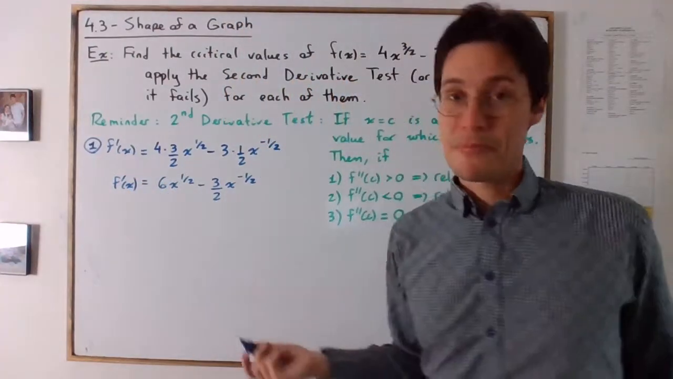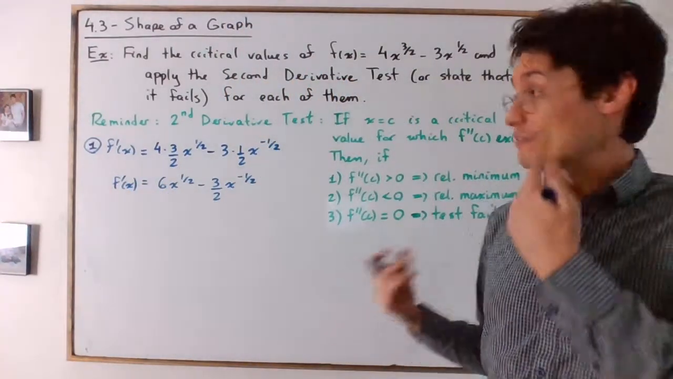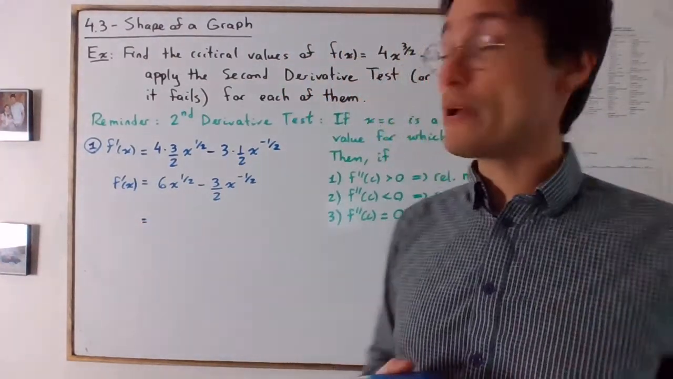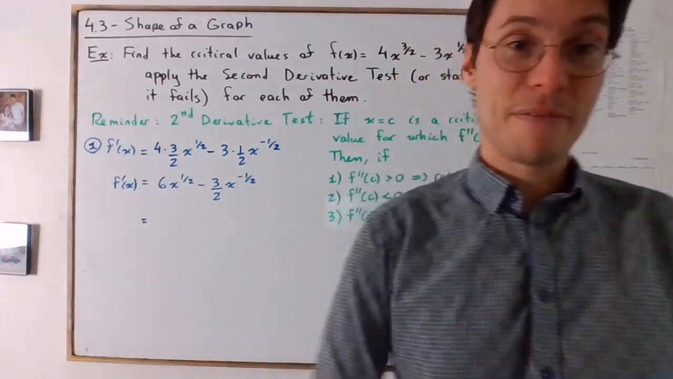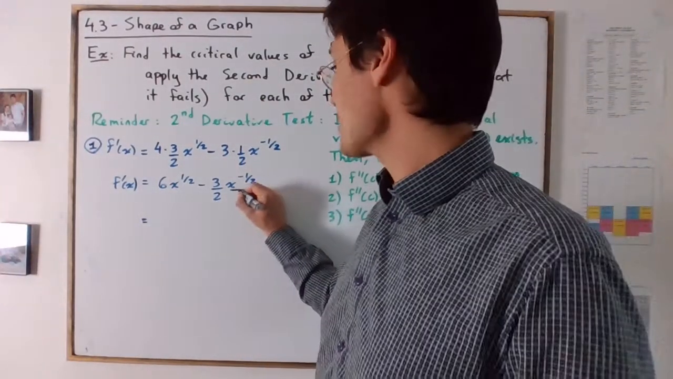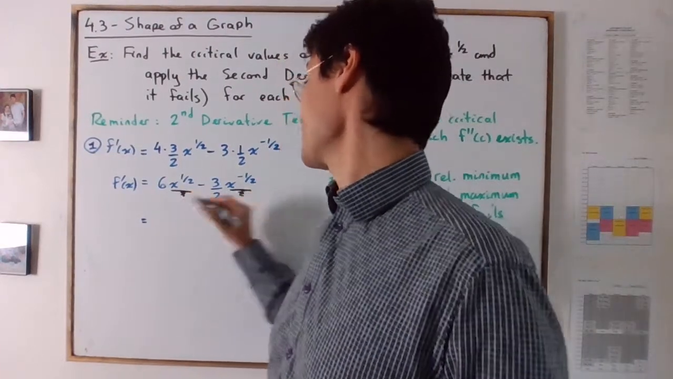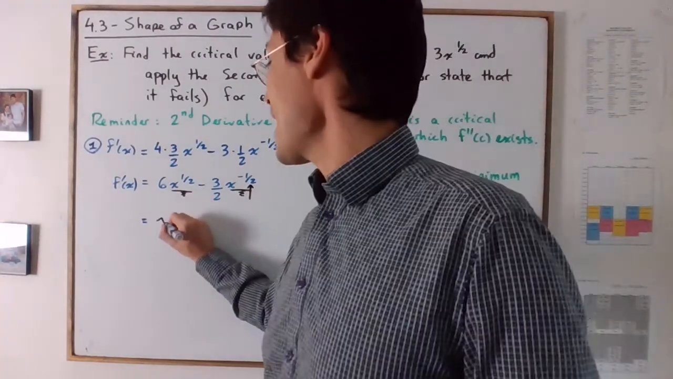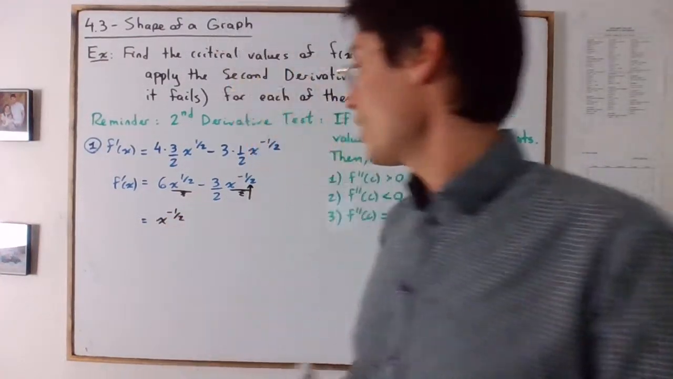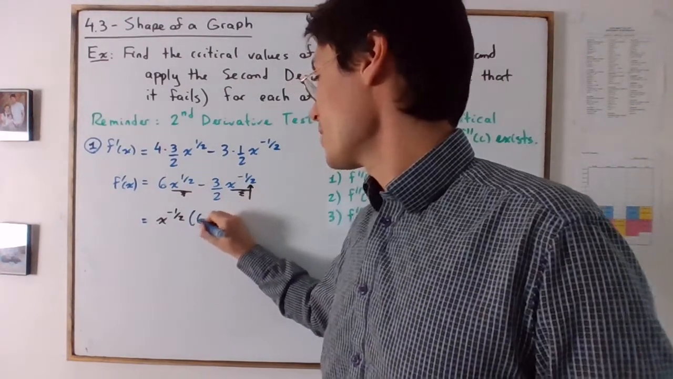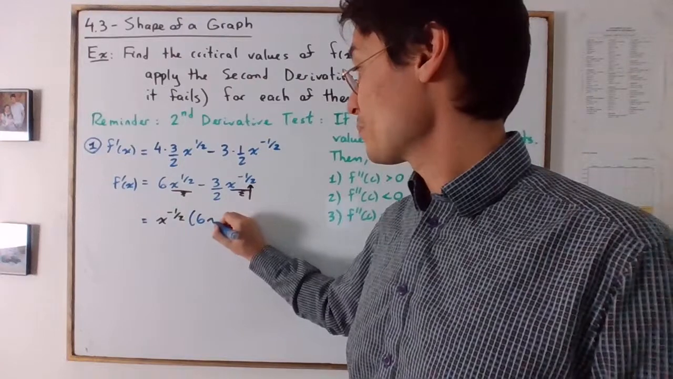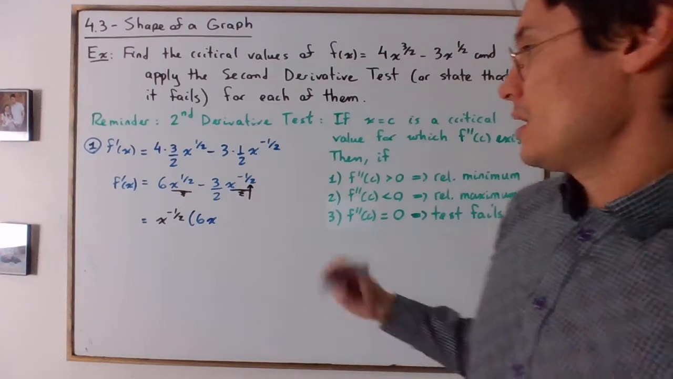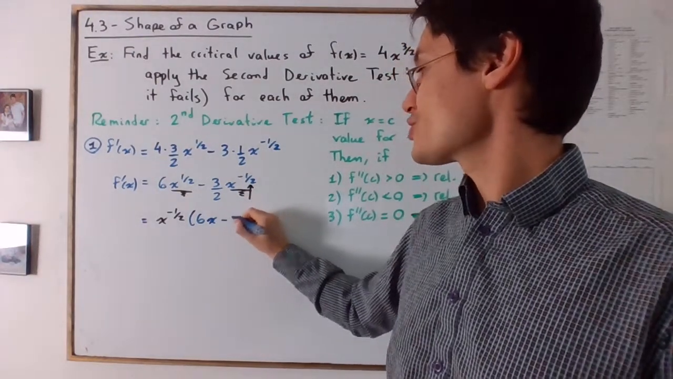So this is the first step. Now the second step, remember, is to find the critical values. So this means that it's good if we factor any kind of common factor we have. And remember that this x to the negative 1/2 is a common factor, and we factor the lowest exponent of it. So we're going to get here x to the negative 1/2 of 6 times x, right? Because we know that this exponent is one higher than this one. We see it right away. And then minus 3/2.